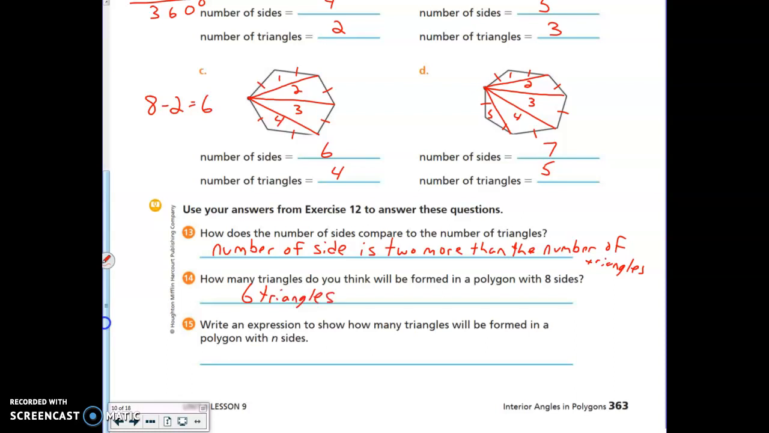All right. And then it says write an expression to show how many triangles will be formed with a polygon with n sides. So again, n is our variable, minus our 2 will equal, and again, it's an expression, so I should have stopped right there, but I'm going to write the equation piece of it. N minus 2 equals the number of triangles created. All right, so that is the first part of our lesson for today.